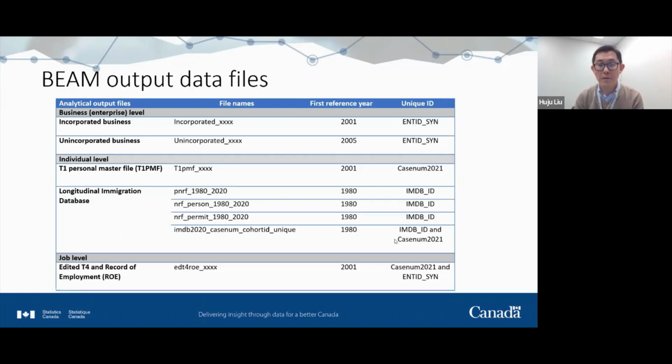Because all these 3 files have an ID which is not the personal ID we're using from the tax file, we have a concordance file for the immigrant files, between the IMDB ID and the case num in the tax file. Using that concordance file, you can link the immigrant database to the T1 file and T4 file. Okay. At job level, we have the T4 RE file started from 2001, where you have both the personal identifier and the business identifier.